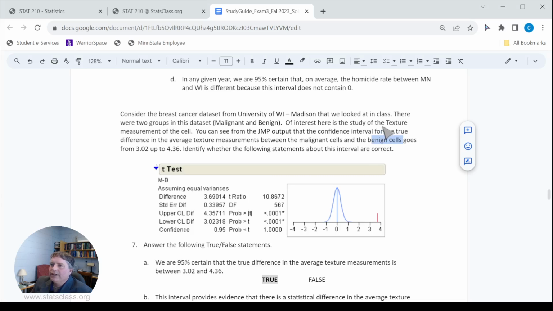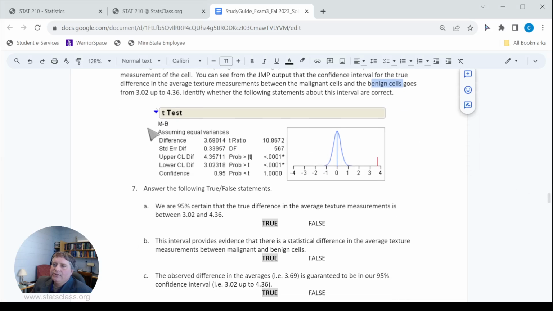So cancerous cells are usually larger than non-cancerous cells. But here we're actually looking at the texture of the cell. I don't know exactly what that means, but we're taking malignant minus benign. So if I do something with a confidence interval, I need to pay attention to how that difference was computed. Here it's roughly 3 to 4, 3.02 to 4.35. So this interval is all positive, which means my malignant cells have a larger average texture measurement than my benign cells.